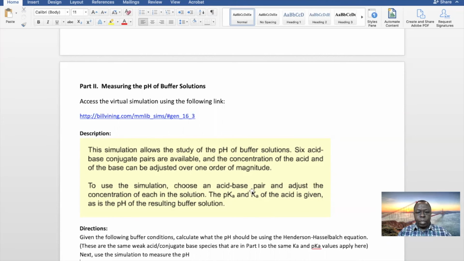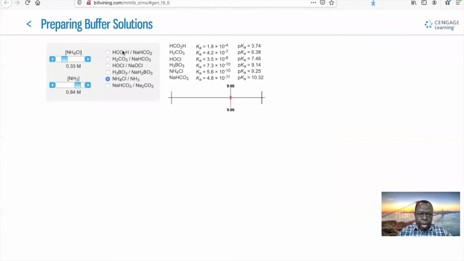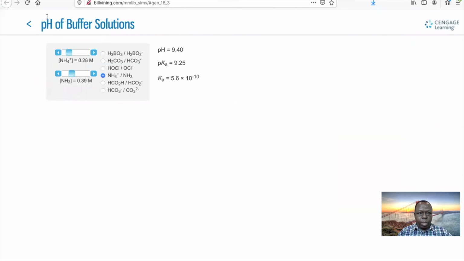You'll use an acid-base pair. Remember the criteria by which you select the acid-base pair and adjust the concentration. You are given the pKa. So here is the simulation, I'm just going to show you. This is for part A. For part B, look at this pH value. This is what you need for part B. You are given the pH value. So for pKa, you have to have 6 of them: 1, 2, 3, 4, 5, 6.